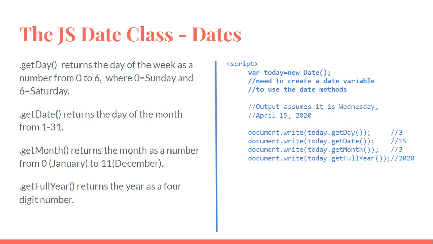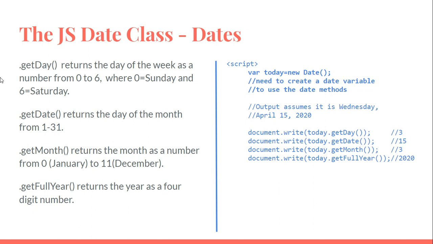So if we talk about dates, there are four functions we're going to talk about: getDay, getDate, getMonth, and getFullYear. getDay returns the day of the week as a number from 0 to 6. 0 is Sunday, 6 is Saturday. So Monday is 1, Friday is 5, and so on. Later on, once you learn something called conditions, we'll be able to take those numbers and turn them into words. But for now, we're just going to get a number 0 to 6 for the day of the week.